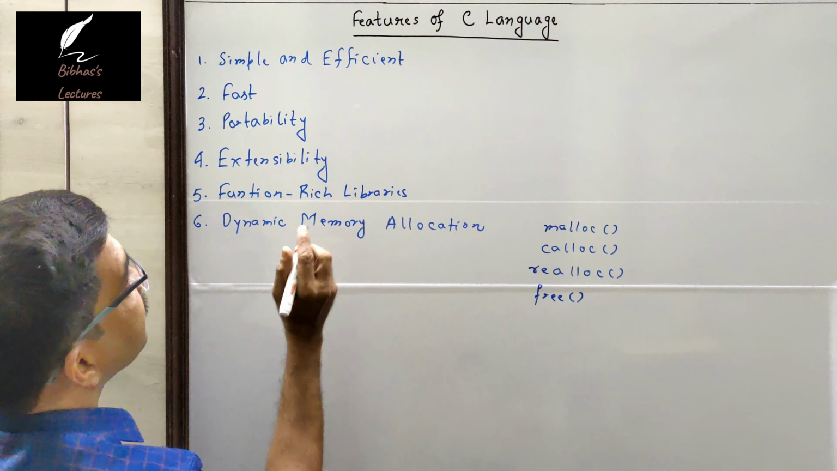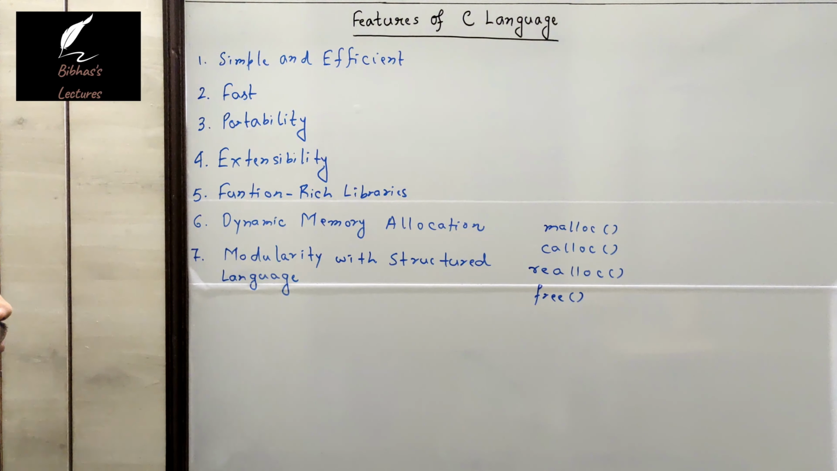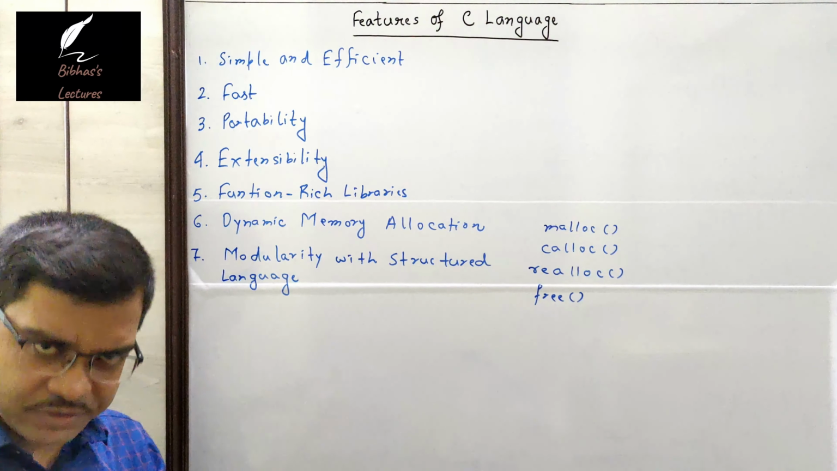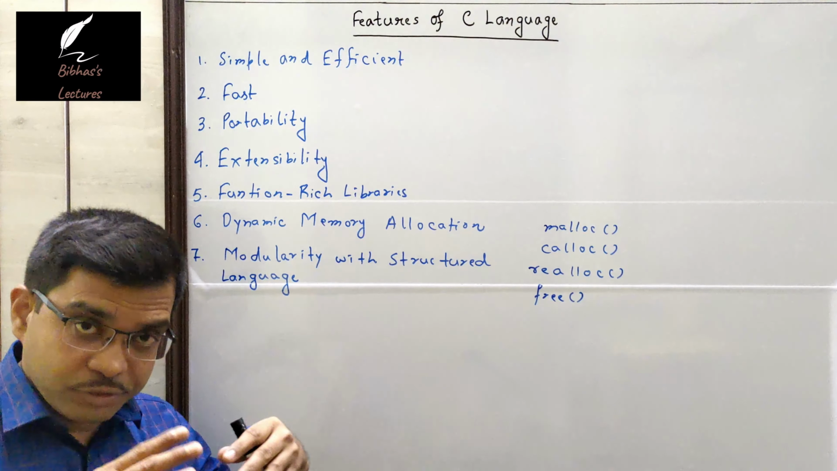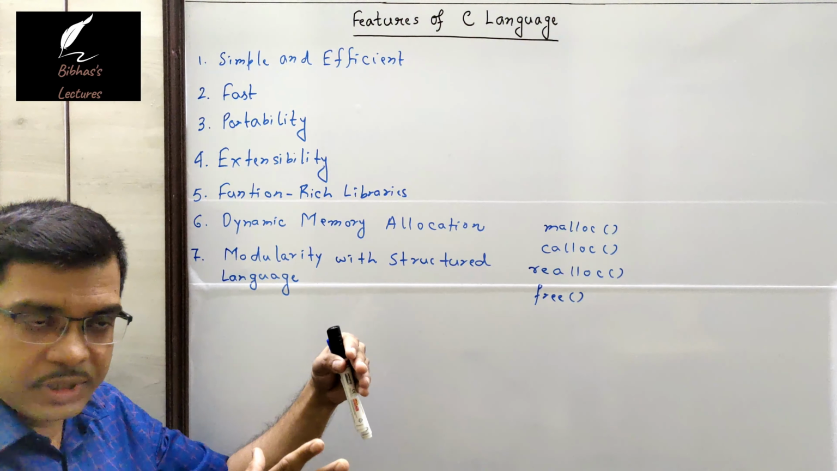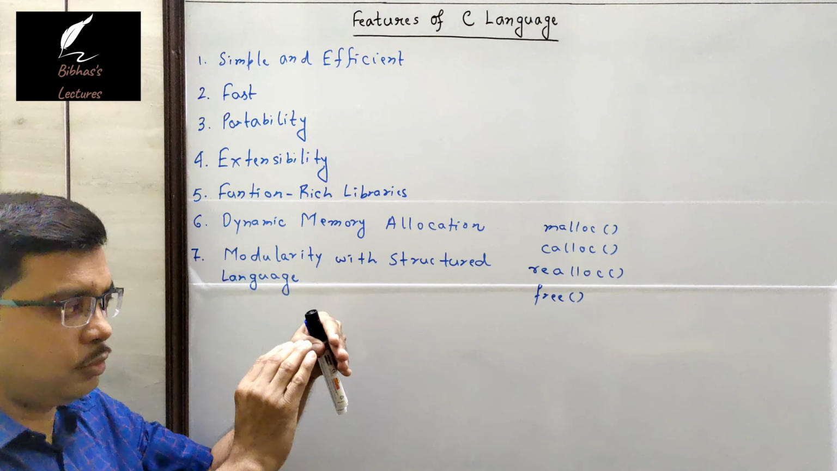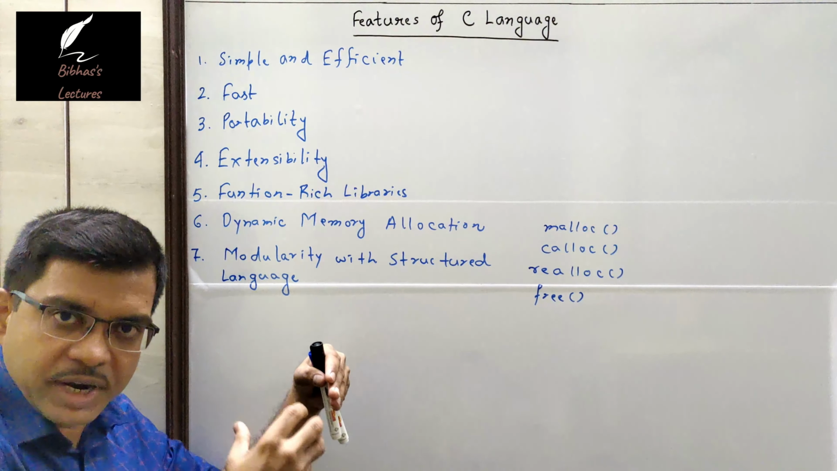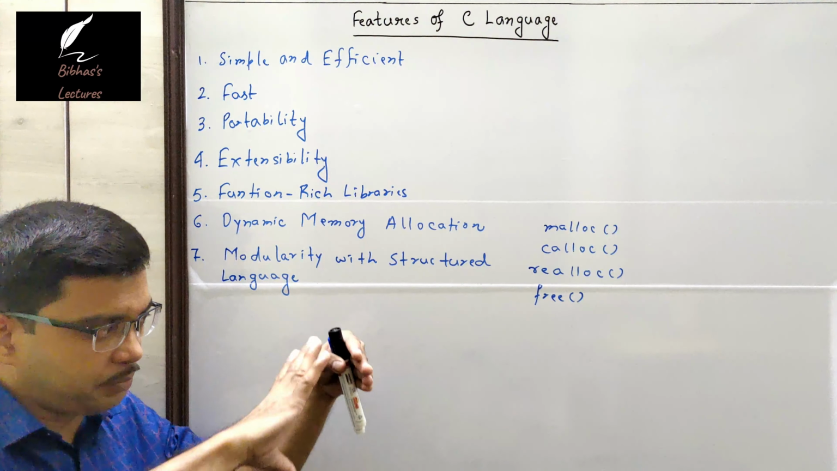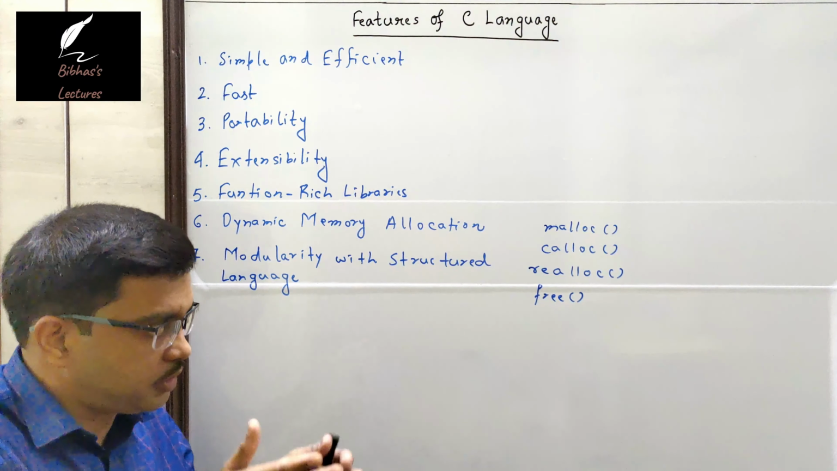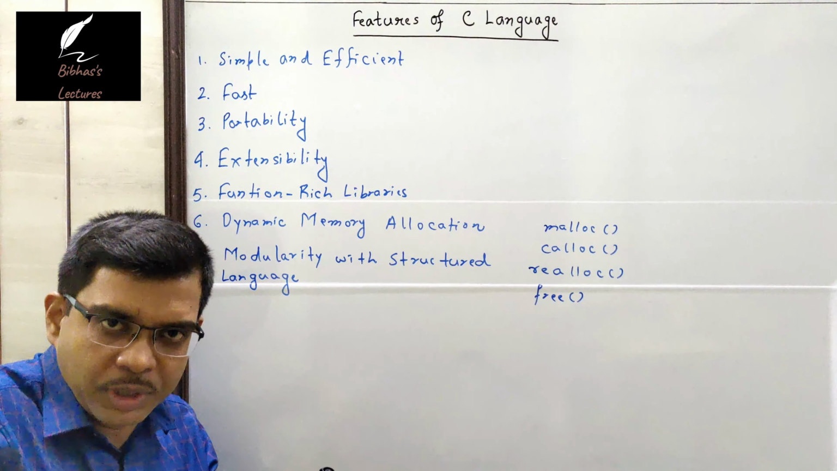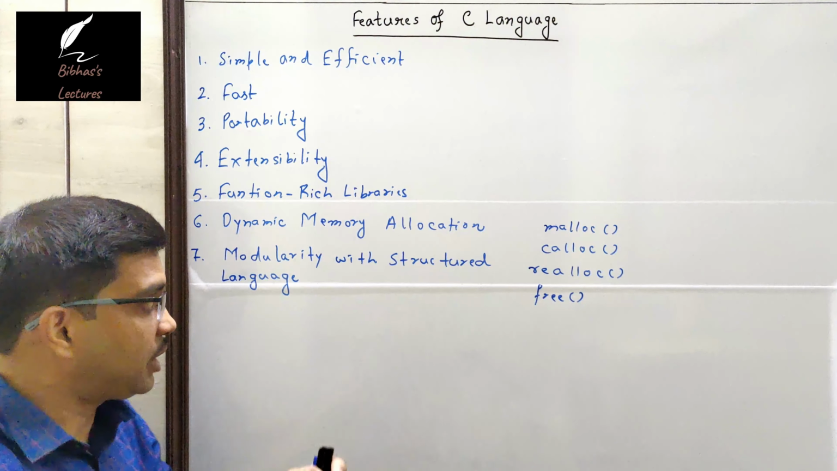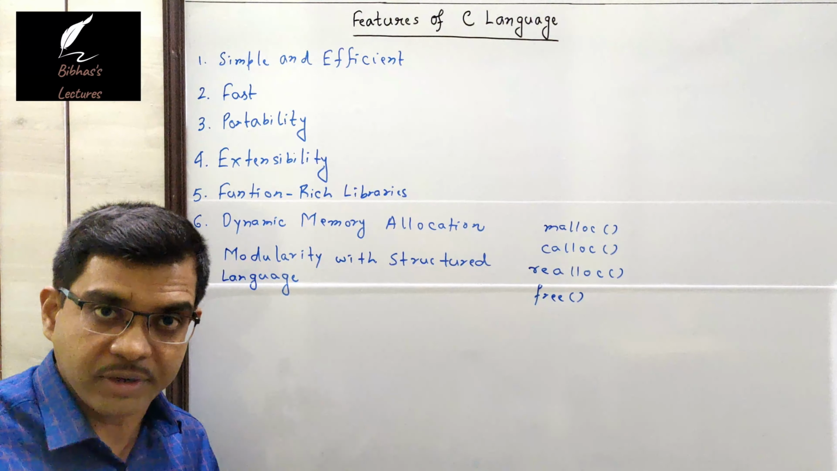Now number 7, another feature of C language, modularity with structured language. That means C programming is a simple structured programming language, but it is not required to write the entire program in a single function. So you can modularize, you can divide the code into several parts. A particular program can be divided into subprograms, and these subprograms are called functions. You can add as many functions as you want to divide your entire program. That means we are modularizing the program. This facility is available in C language.